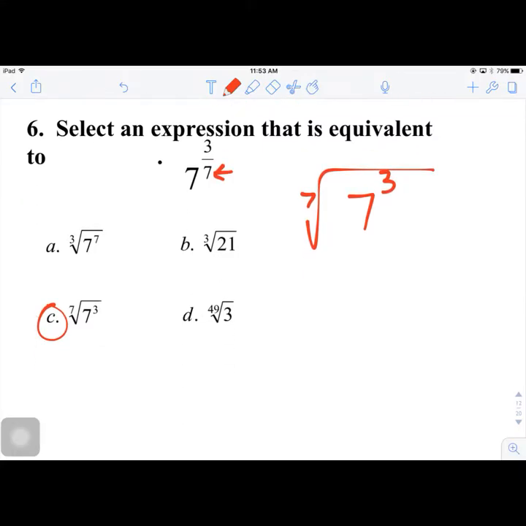Next one, number 6, we are selecting an expression that is equivalent to 7 to the 3 over 7. Again, the problem is written in rational exponent form, and we're going to rewrite it in radical form. So that will be the 7th root of 7 cubed, and that is answer choice C.